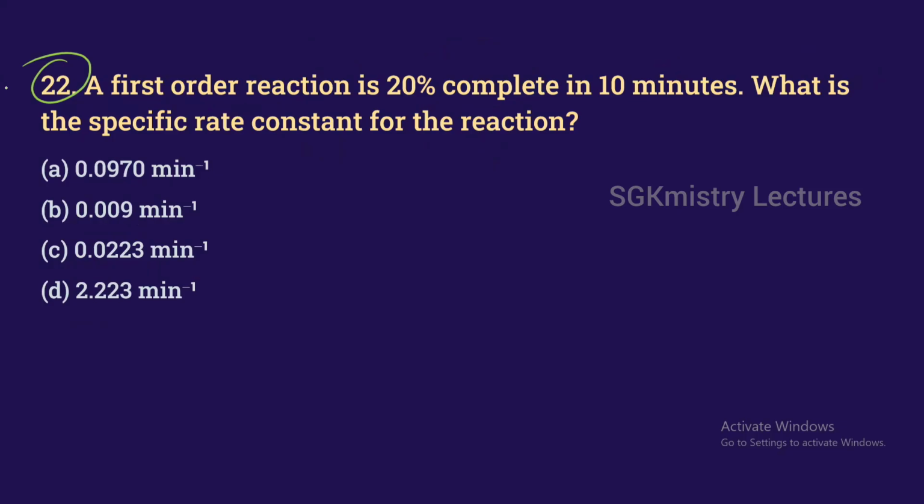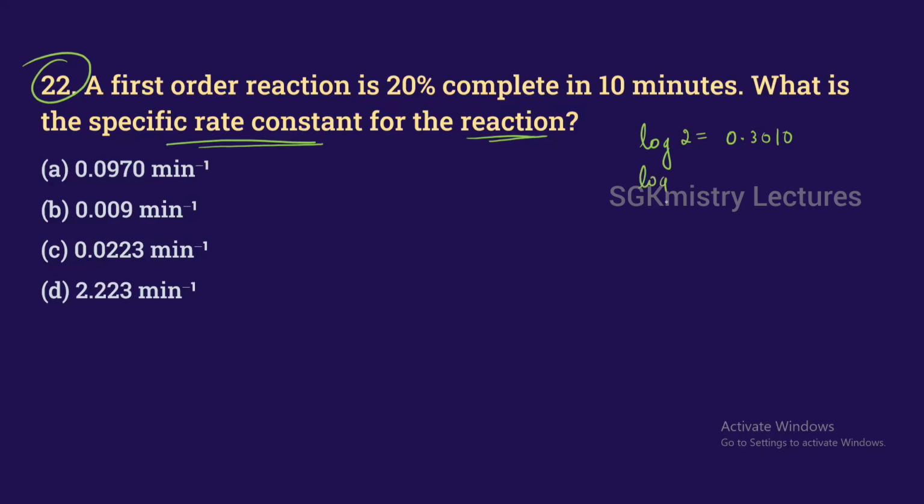Next, question number 22. A first order reaction is 20% complete in 10 minutes. What is the specific rate constant for the reaction? Now, before attempting such questions with respect to the first order reaction, finding out the rate constant or the time, you should know certain log values. Log 2 is very, very important. You should memorize this. That is 0.3010. This should be on the tip of your tongue, the log 2 value.